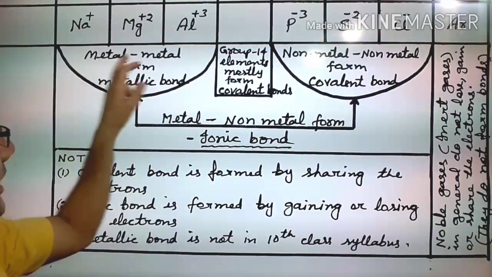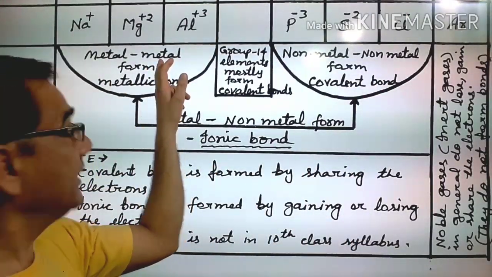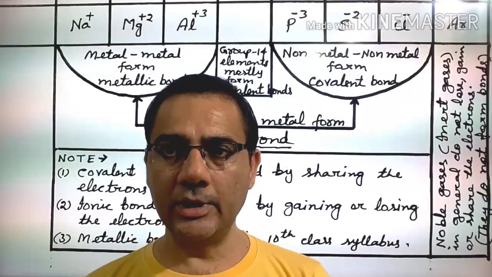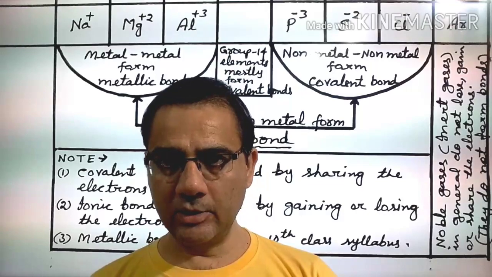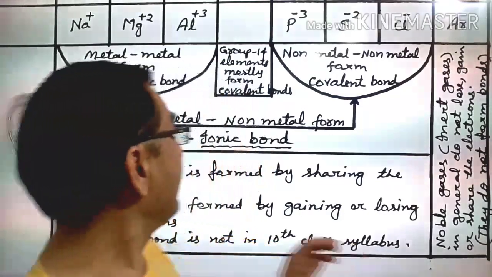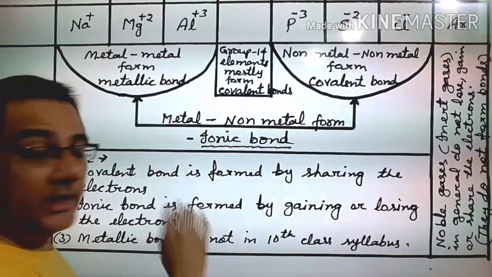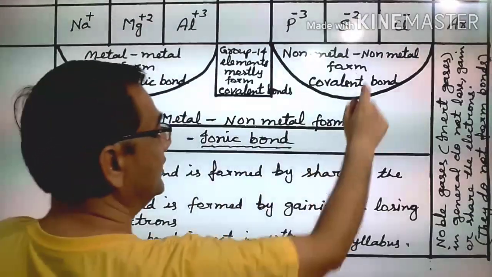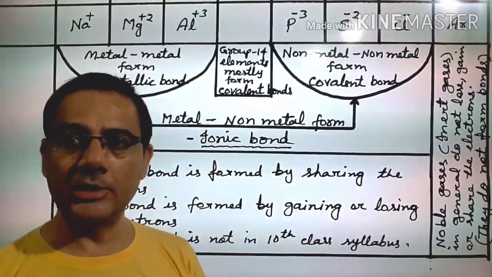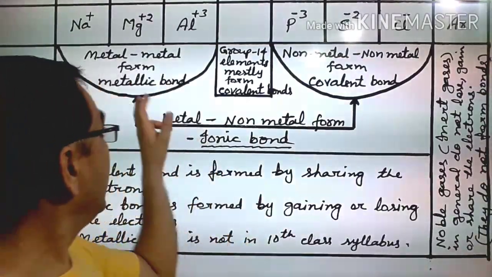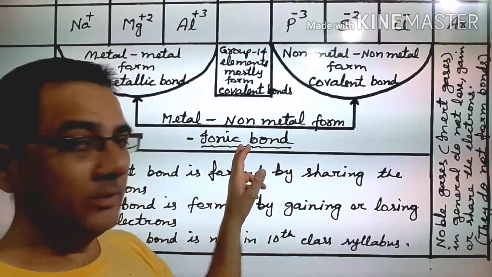Here you see metal and metal when they combine they form a metallic bond, and the metallic bond is also not in our 10th class syllabus, that you are going to study in class 12. Non-metal covalent bond, metal metallic bond, and whenever a metal combines with a non-metal always an ionic bond is formed. Ionic bond अभी हम लोग पढ़ेंगे just after 5 minutes. Metal and non-metal when they combine they form an ionic bond.